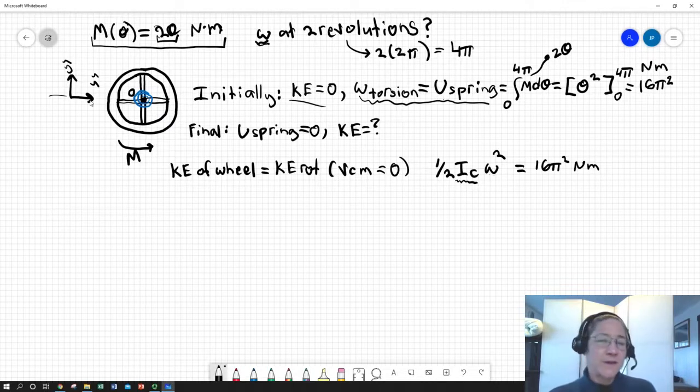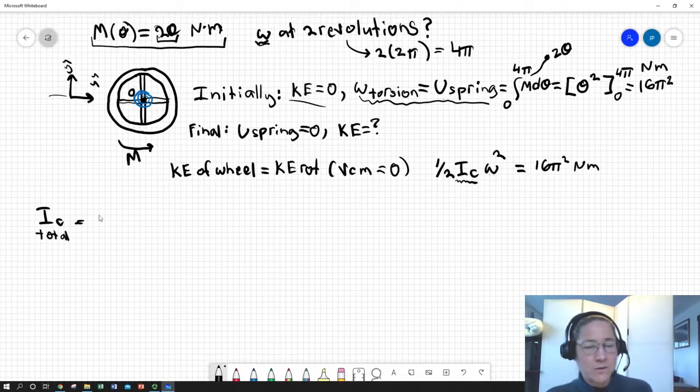We can use our method of composite moments of inertia, and say that I_C total equals I ring about its center plus 2 times I rod about its center. So basically we have three things that we're going to start accelerating: the ring, one rod, and the other rod, and the two rods are the same.